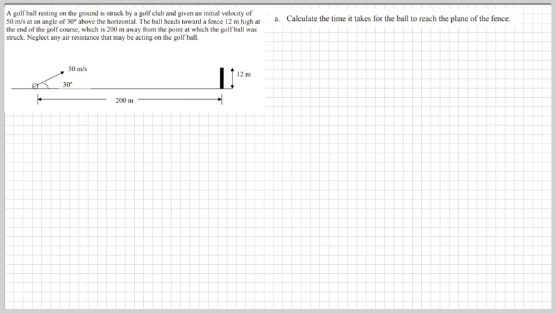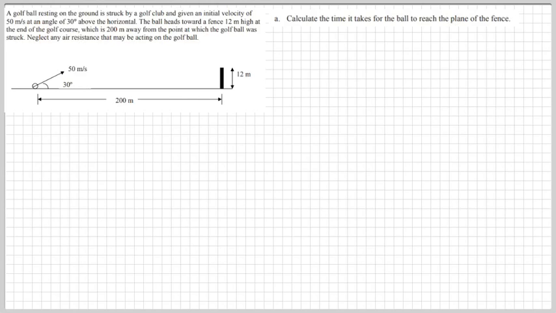It's struck by a golf club and given an initial velocity of 50 meters per second at an angle of 30 degrees above the horizontal. The ball heads toward a fence 12 meters high at the end of the golf course, which is 200 meters away from the point at which the golf ball was struck. Neglect any air resistance that may be acting on the golf ball.